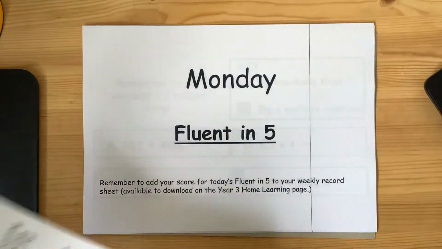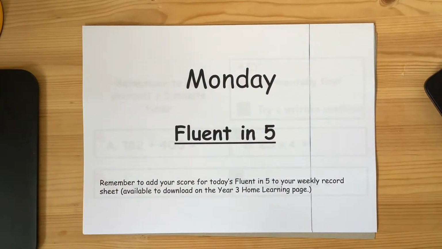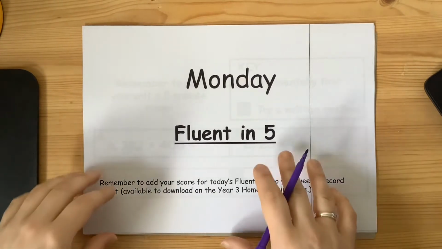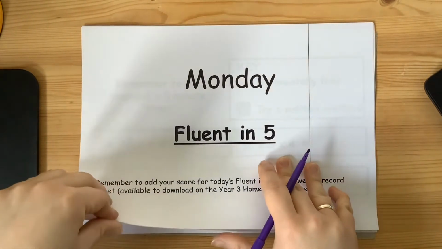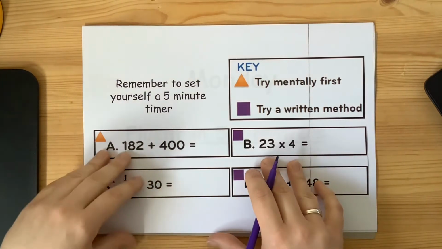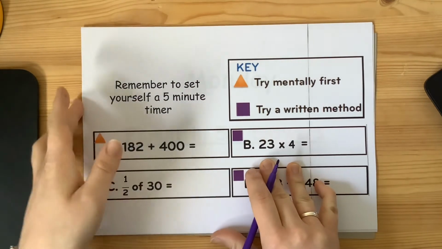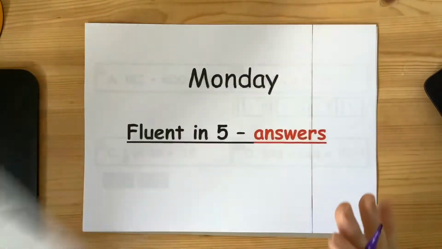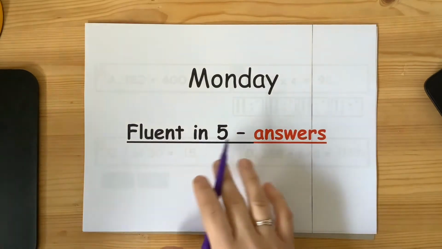Now, first of all, is your Fluent in 5. Please pause the video and have a go if you have not already, because I will be going through the answers in a second. So these are the Fluent in 5 problems if you've not got them. If you haven't had a chance to have a go yet, please pause the video so you can see them and have a go. So I'm going to be going through the answers. You've got time to pause because I've got a little slide saying answers. So you've got time. You're warned, they're coming.